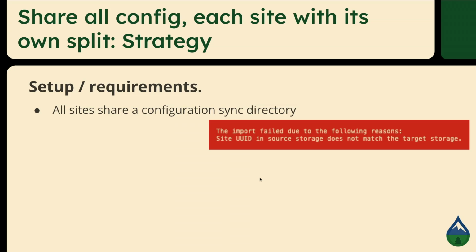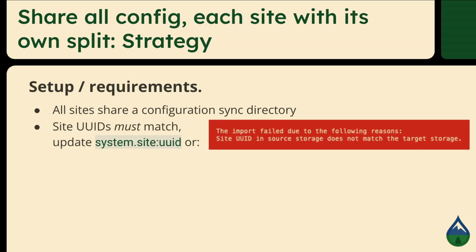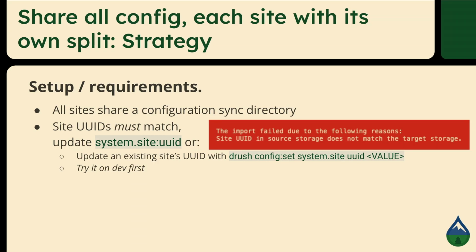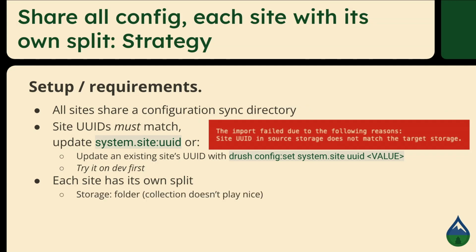All sites share the configuration sync directory. If they're going to use the same configuration sync directory, they need to have the same site UUID. Or when you try and import configuration, this is what you'll see. Drush will complain. That is in system.site. The key is UUID. You can update that with drush config set. It's easy, but practice first on development before you do that. And then each site will have its own split.